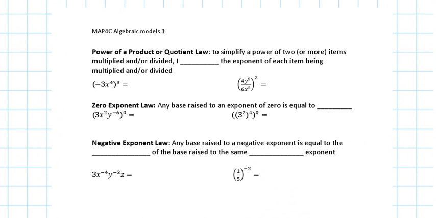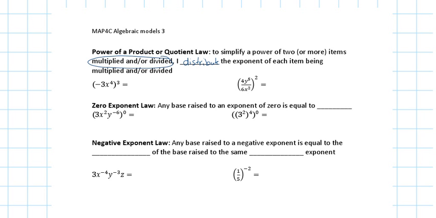I distribute the exponent to each item being multiplied and/or divided. So I distribute. Be careful here, because you must have multiplication or division. If you have addition or subtraction, you can't do this. Is that clear? People like to do it with addition and subtraction, but it's not possible.